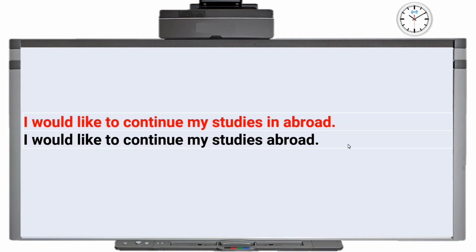Next sentence. I would like to continue my studies in abroad. Wrong. Why do you use in? It doesn't make sense. Let's see the correct sentence: I would like to continue my studies abroad, not in abroad.